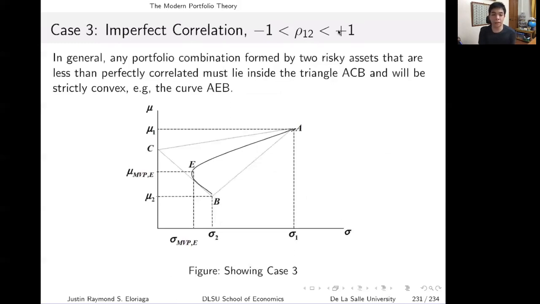Case 3 is our last case here, which is an imperfect correlation. In general, any portfolio combination formed by two risky assets that are less than perfectly correlated, that is, you lie between the interval -1 and +1, must lie inside of the triangle ACB. So if you recall, this was the perfectly negative case. This was the perfectly positive case. So we now have the case wherein it's somewhere in the middle. So we have our MVS to be that set. Now, which is part of your efficient frontier? That would be this green one here. That's again the upward sloping portion of that curve.